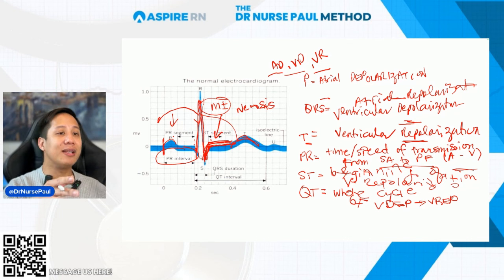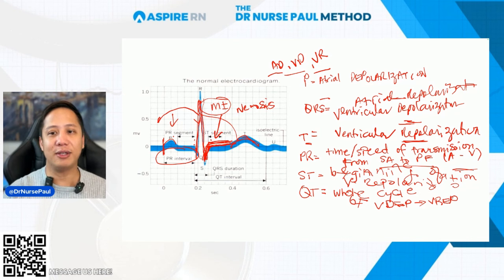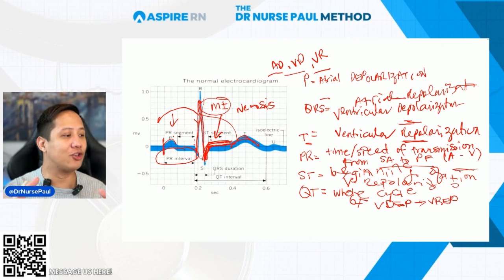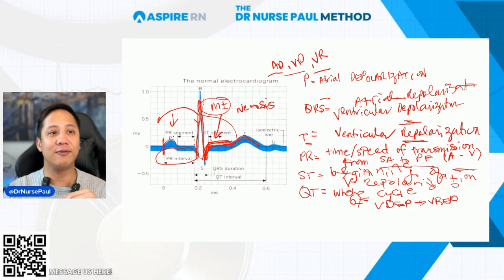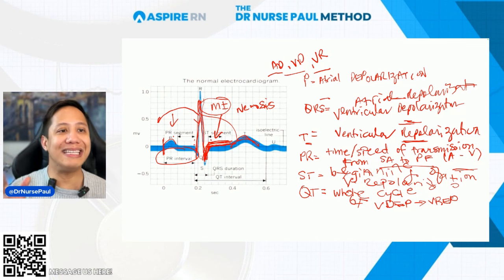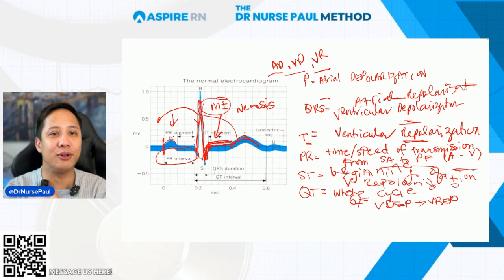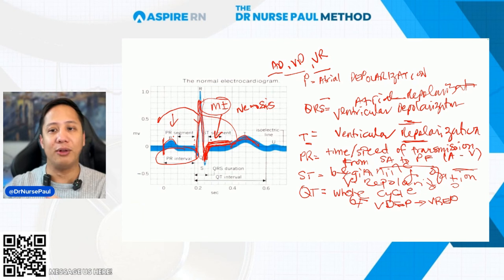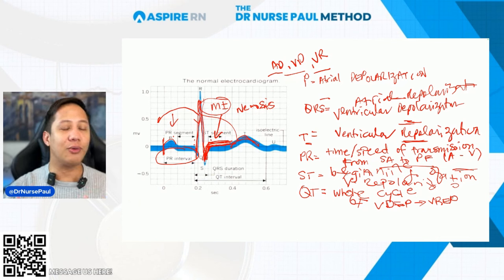Which one is ventricular depolarization, or contraction? This is QRS. Very good. How about atrial depolarization? That is the P wave, right? How about the beginning of ventricular repolarization?